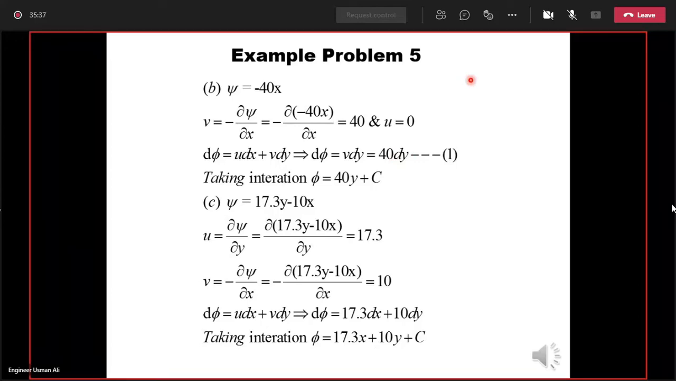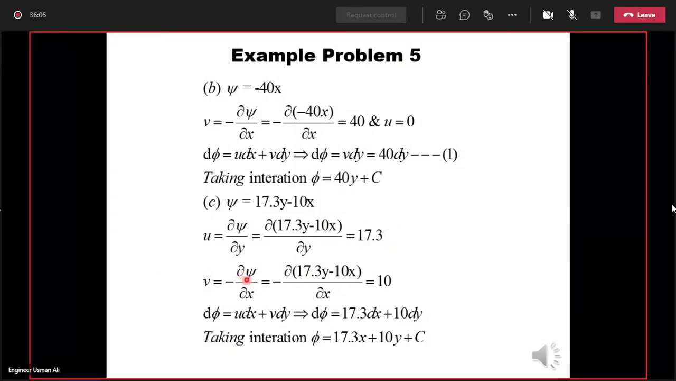The third part is you are given psi is 17.3y minus 10x. In this case, the velocity has both components, u and v. Mathematically, u is partial psi over partial y. Putting in the value of psi, partial of 17.3y over partial y is 17.3, and partial of 10x over partial y is 0. So the answer will be 17.3.